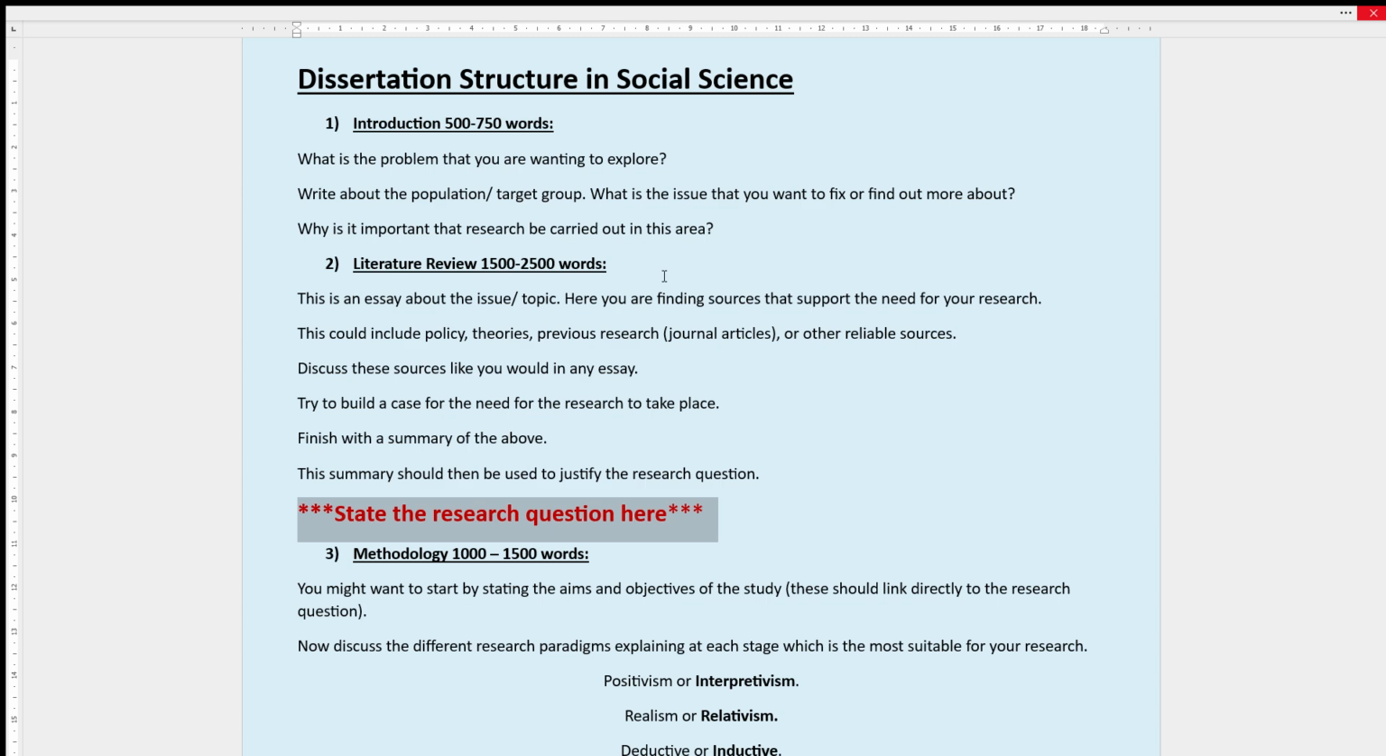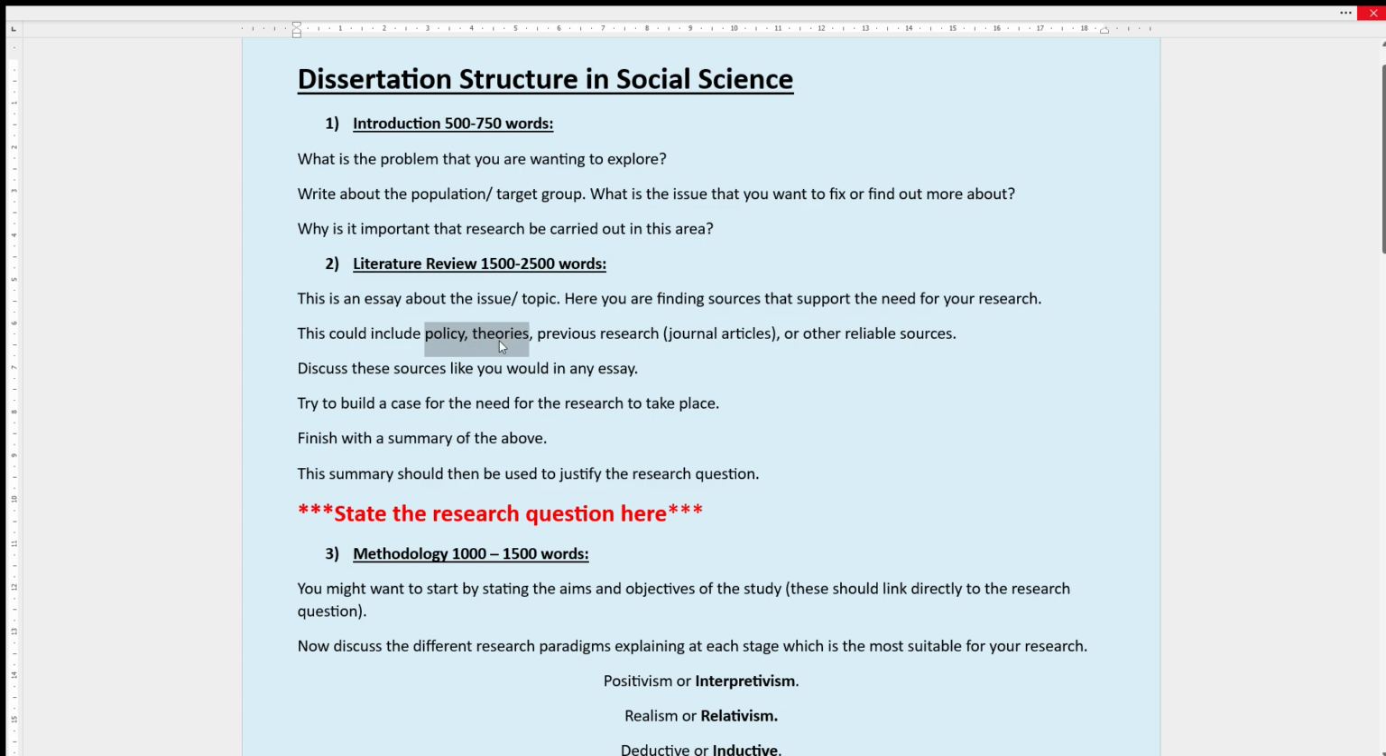This is, again, one of the biggest problems I tend to find, particularly with students doing secondary research. They try and answer the question in the literature review, so that's why it's really important to forget about the question here. You're just looking at the topic. So you're going to again look at the population, the target group, look at policies and theories that might relate to this particular issue in this target group.